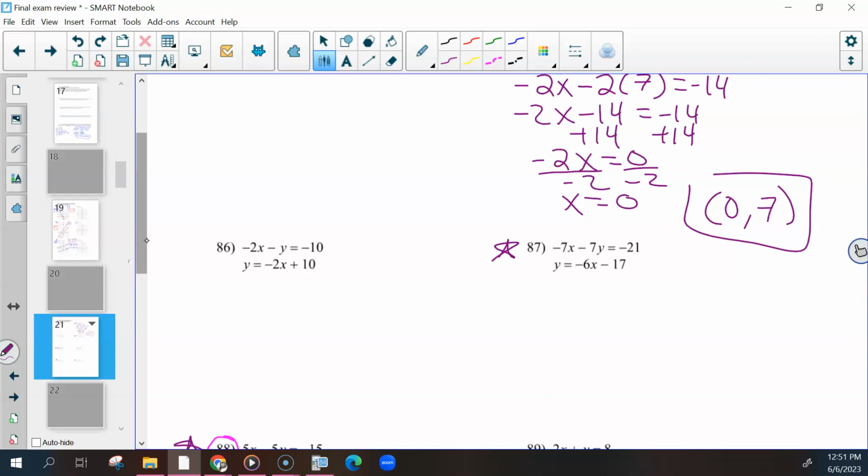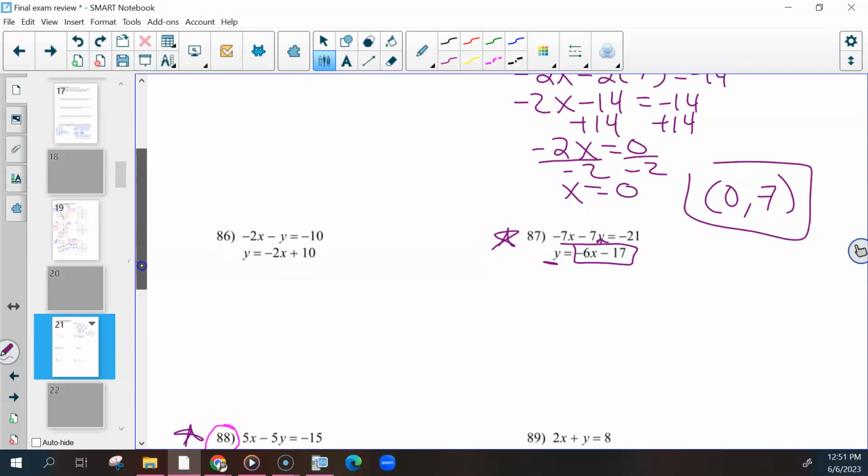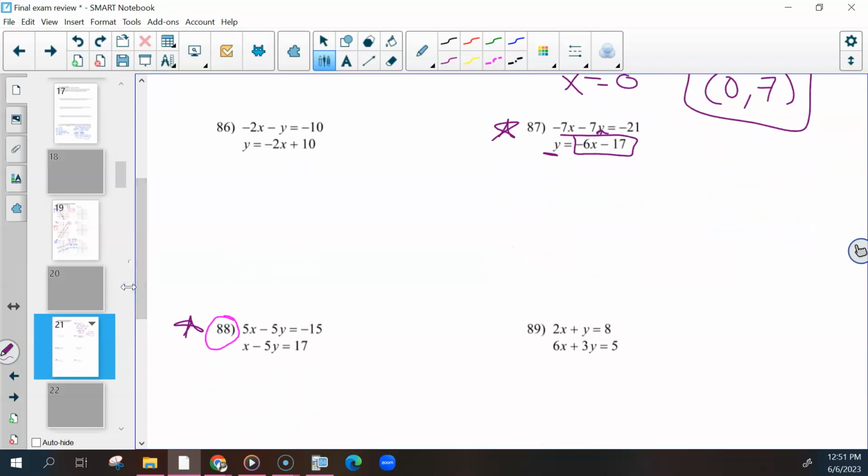87, similar, but it's a whole equation. So this is a y equals already. Take this, put it into the other equation where y is, and rewrite it. So negative 7x minus 7, then in parentheses, negative 6x minus 17, equals negative 2. Then you are solving, distribute.